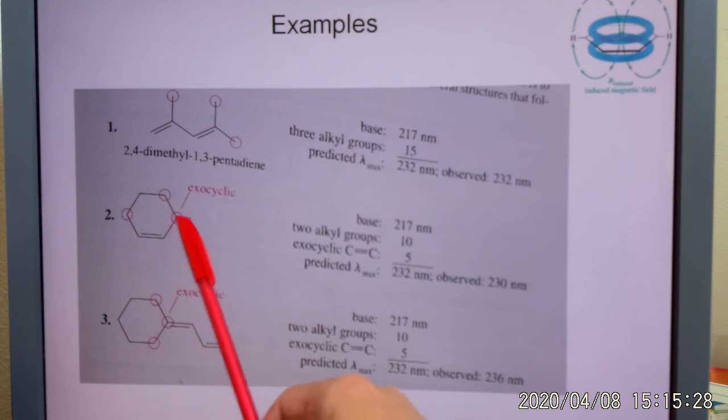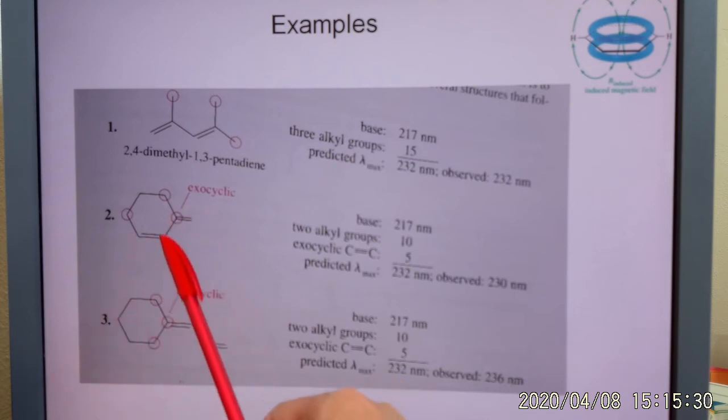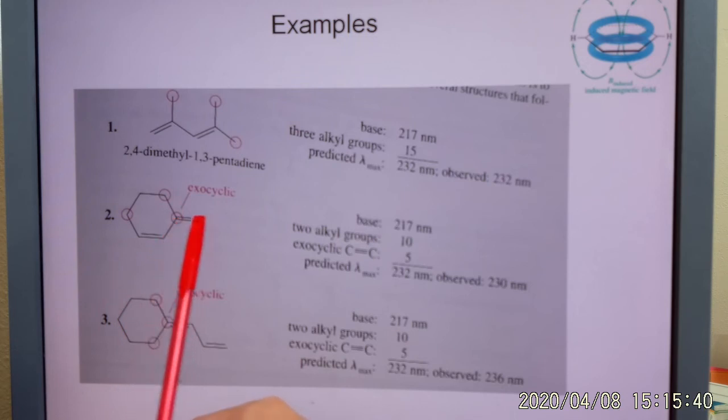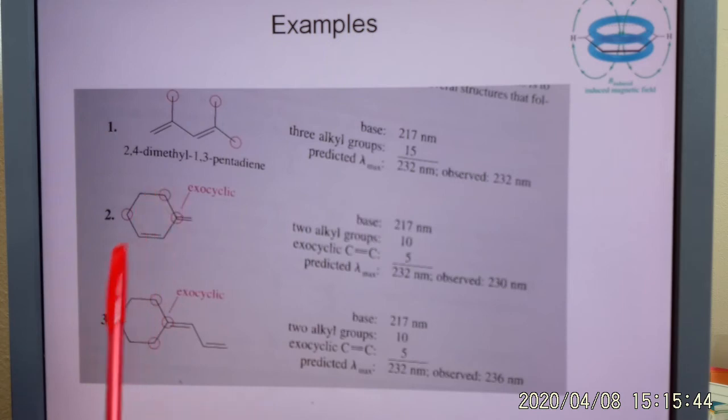Here, again, is my base. Okay, that again is in the trans orientation. This one is exocyclic, that is, outside of a ring. We're going to add 5 nanometers. Alkyl group attached here, alkyl group attached there. Add 10, 232. We observe 230.